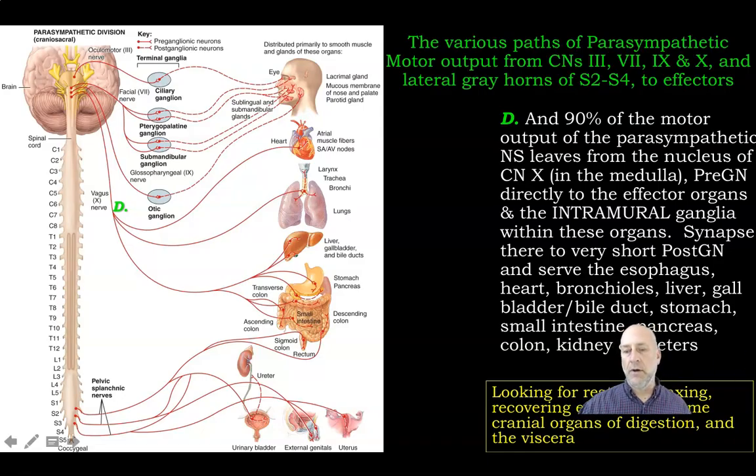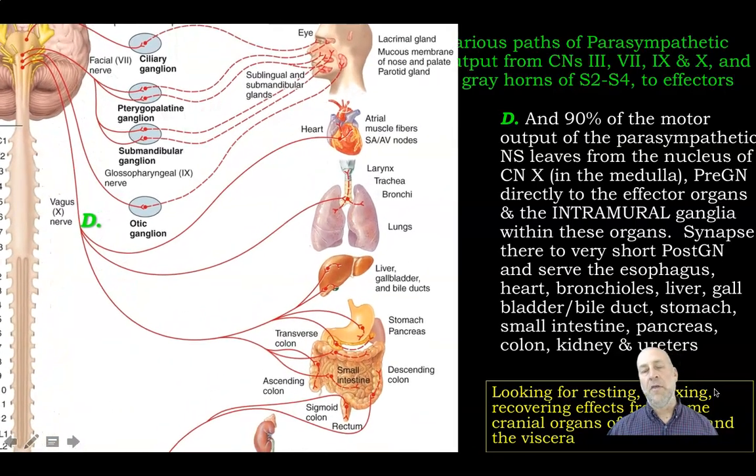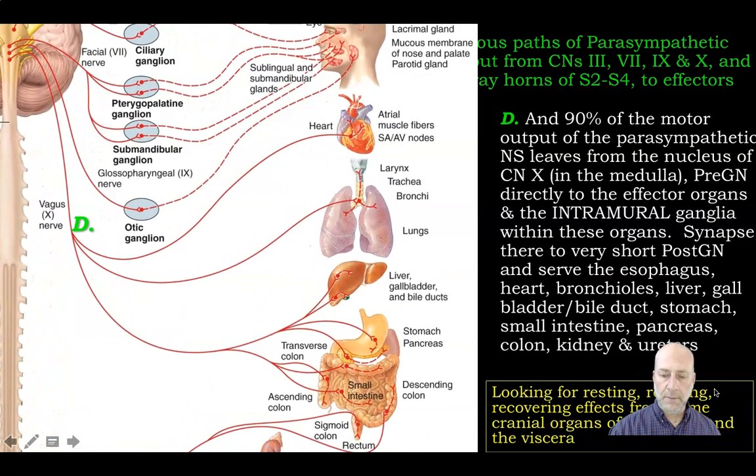A through D were really only about 10% of the output. 90% of the motor output is, of course, coming through the granddaddy of them all, the wanderer, the vagus. Okay, and that is feeding off of cranial nerve 10. Here's your very long preganglionic neurons, all the way to the intramural ganglia, the ganglia in the walls of the organs, and then these really short postganglionic. I hope the picture is showing you what I'm trying to say. Really short postganglionic neurons inside the walls of the organs.